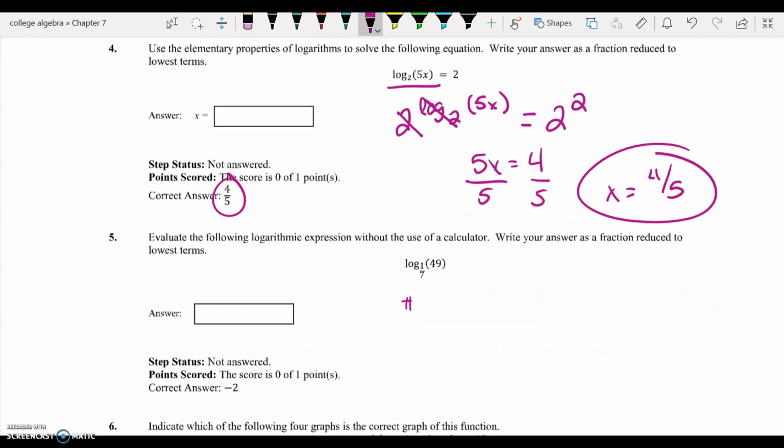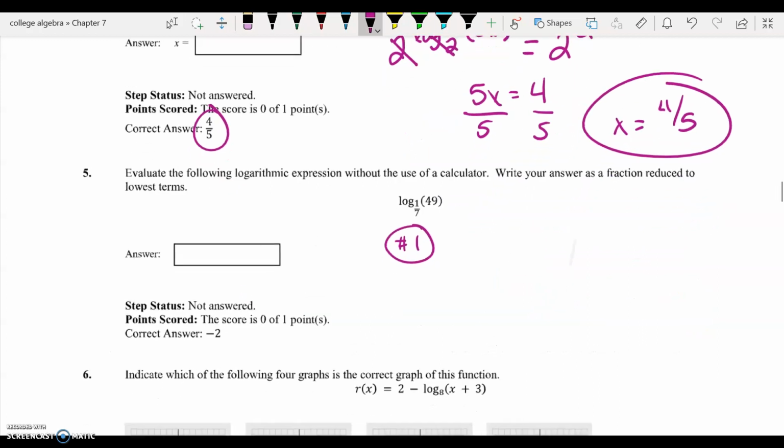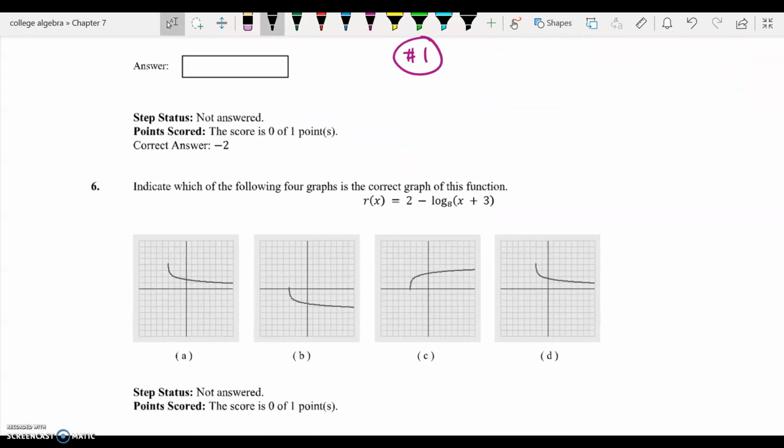This is just like number 1, so I'm not going to do it. This one, we did the transformations of graphs. Do not forget, this means up 2. This means reflect over x. And this means left 3. So I'm moving my graph left 3, move it up 2, and reflect it over the x-axis.